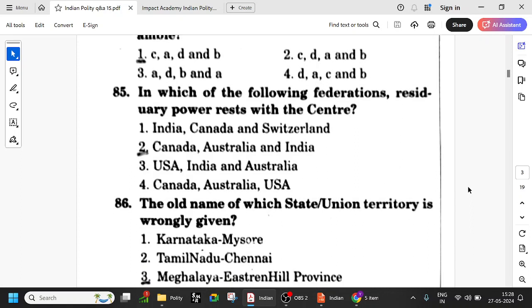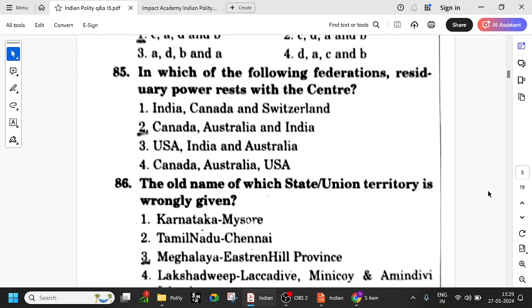So in which of the following federations do residuary powers rest with the center? Just like India: India, Canada, Australia. Okay, India, Canada, Australia. The residuary powers rest with the center.